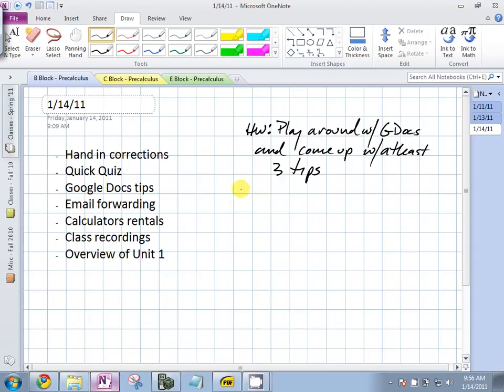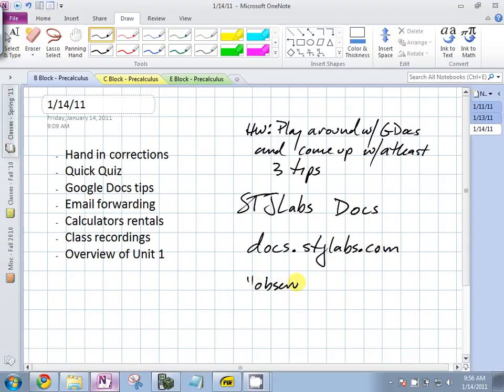Yeah, the STJ Labs docs. You wrote your paper in it, right? Oh, yeah. docs.stjlabs.com. You use the system. A more general word would be observations. You could write 3 observations. Okay, so use it, see what happens, try to break it, see what happens, okay?